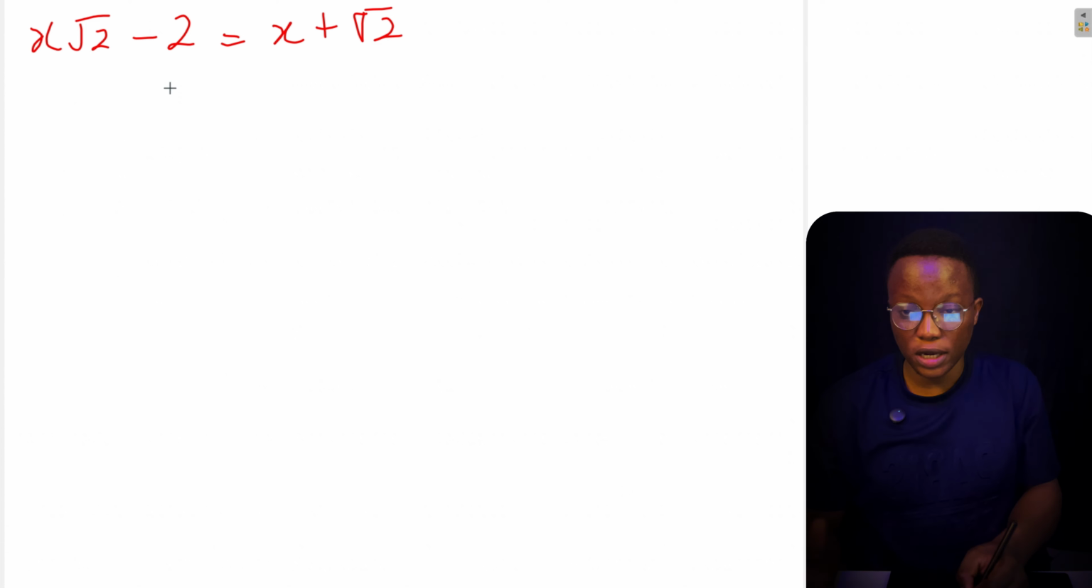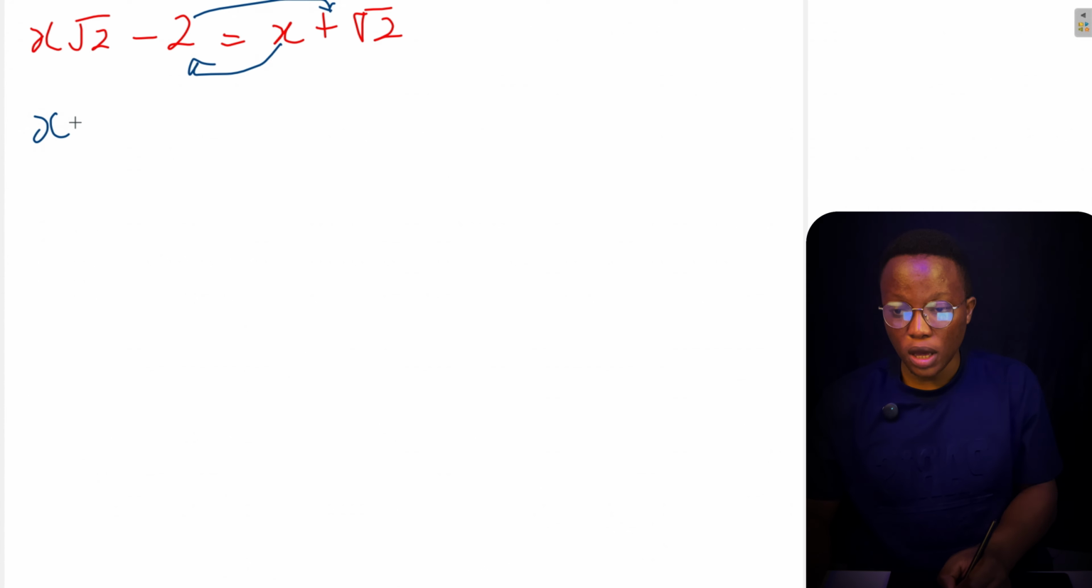What do we do next? Let's collect like terms, right? So we're bringing this to this side. So now we are going to have x root 2 minus x.